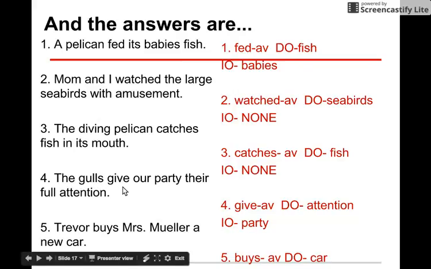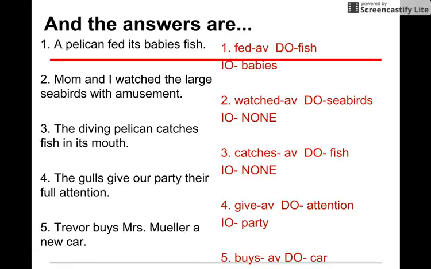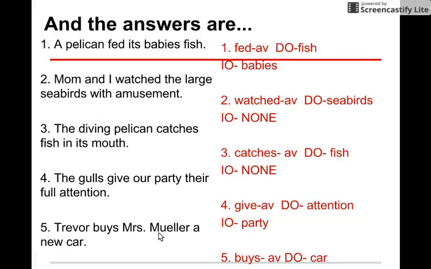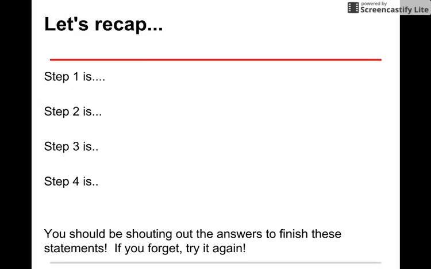Gulls give what? The gulls give attention to whom? Party. And number 5, Trevor buys what? Trevor buys a car. For whom? Mrs. Muller. I think that one was a little different than in number 5 and the other one, so that's okay. All right, so let's double check this here.